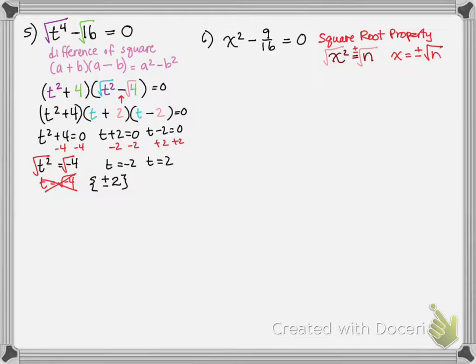Okay? So this only works if the linear term must be missing. The binomial is the difference of squares.